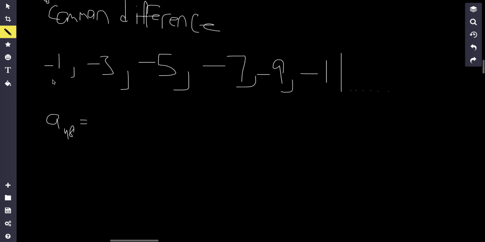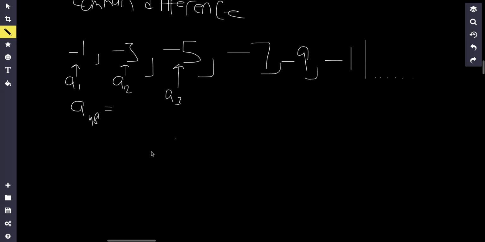So just to give you some kind of context, the term that we start with, we denote this as a sub 1. It's the first term, right? Which is why we put this 1 here. A sub 2, this would be the second term. A sub 3, this would be the third term, and so on. So how can I find the 48th term? What is the value of the 48th term in my sequence?